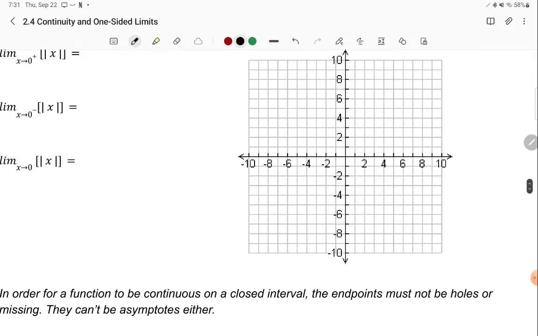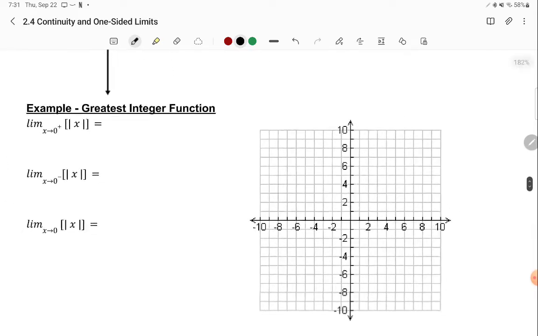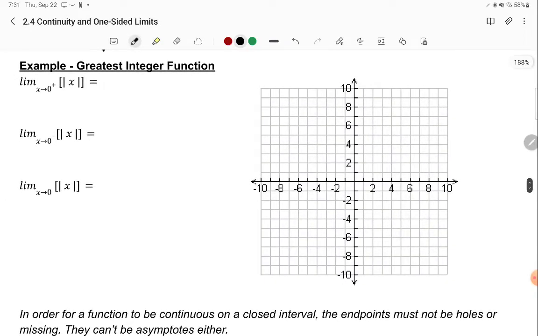All right, so the greatest integer function, this is like a stair function, or a ceiling function, so to speak. I'm not familiar with whether or not our graphing calculators can graph these greatest integer functions, but if you have seen these in the past, go ahead and graph them, and then we'll take a look at these limits.